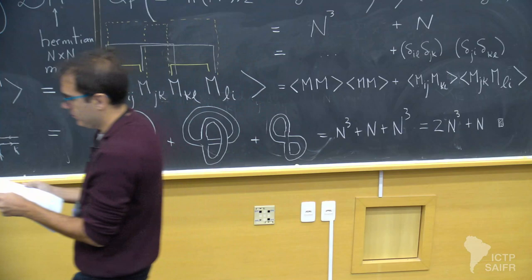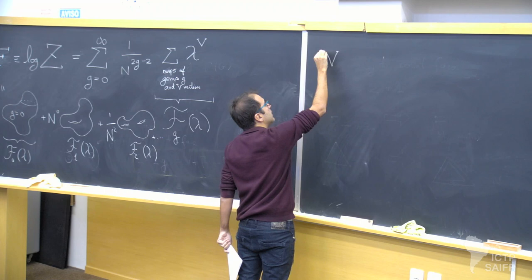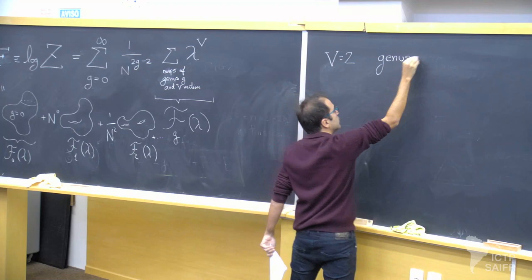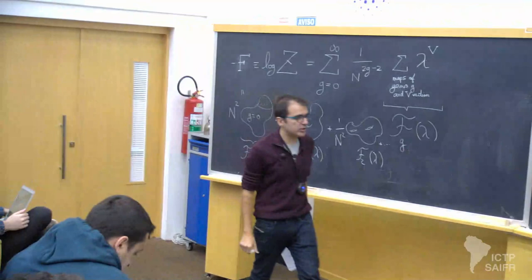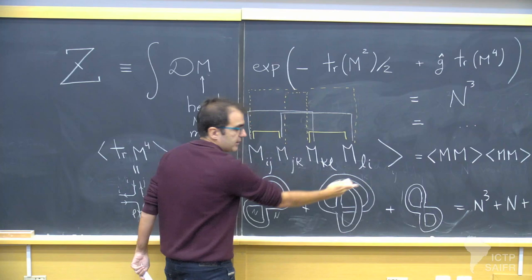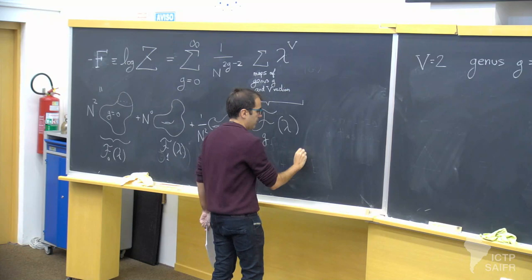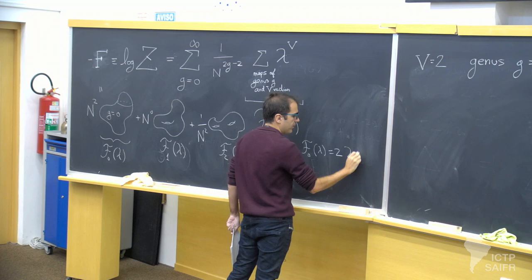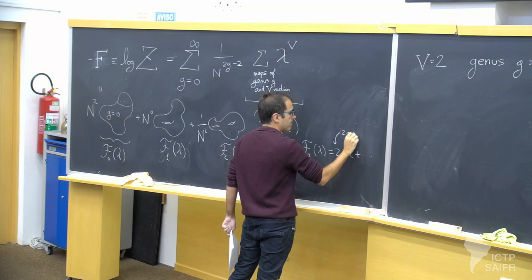So let's think a little bit about the case when I have two vertices and genus 0. For one vertex and genus 0, there is this 2 here, right? There is this graph and the last one, so there is this 2. So for example, I know this F0 of lambda is 2 times lambda plus so on. This 2 is for these two graphs of this type that we saw, with one vertex, right?